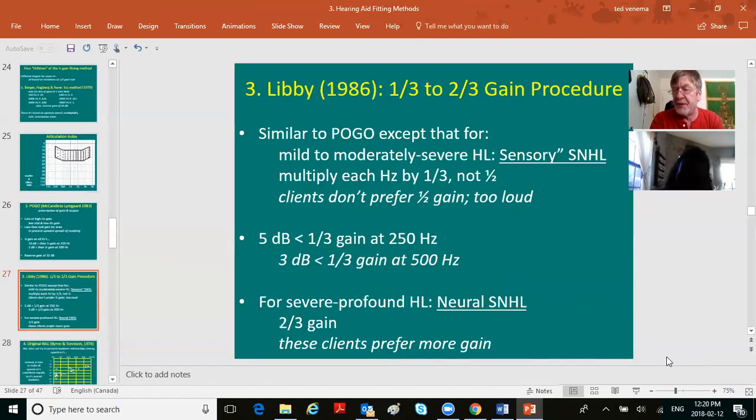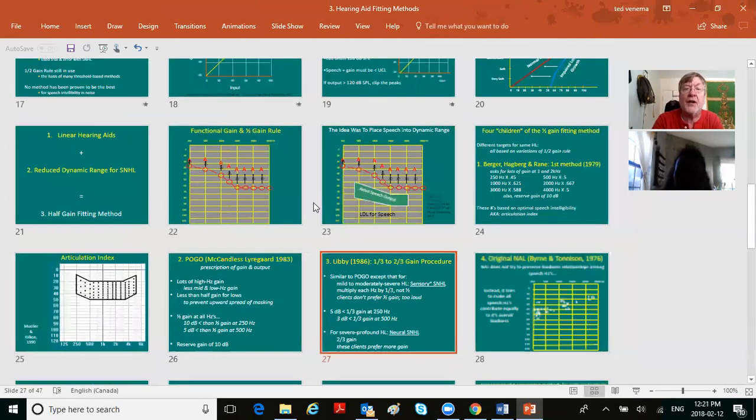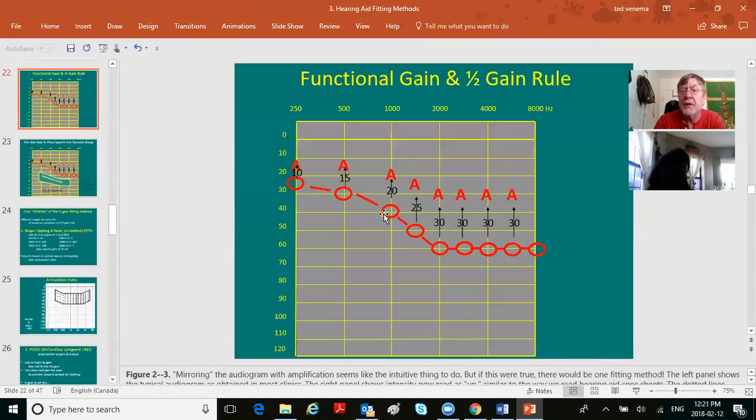Then came Libby. Now Libby was interesting. Libby had two philosophies. He said, no, you guys are all crazy. Mild to moderate sensory neural loss. So in other words, if I go to this picture here and show you mild to moderate loss, here, this guy here, mild to moderate loss, these guys don't want half gain. They want third gain. Third, not half. In other words, these letter A's should be all lifted just a little bit less.